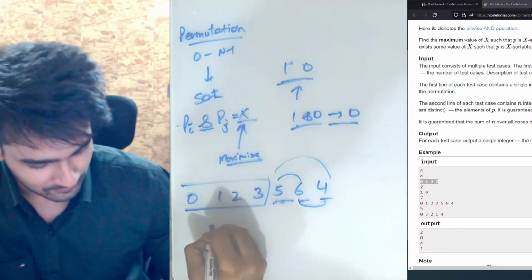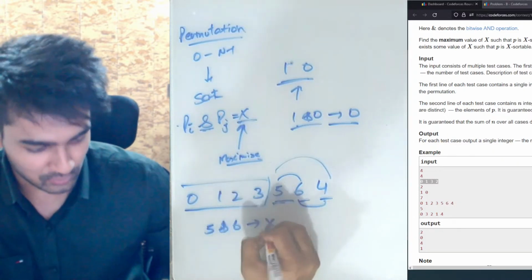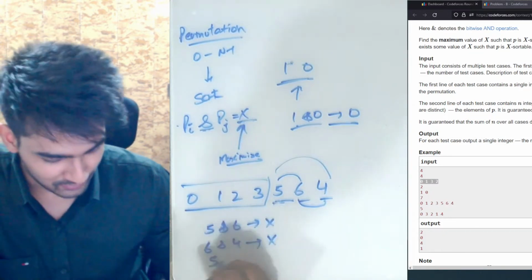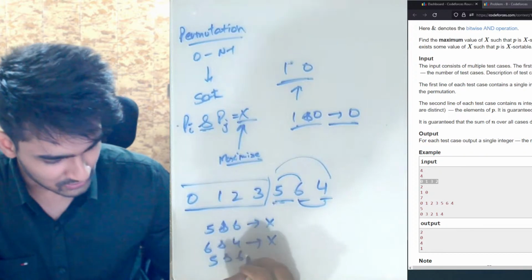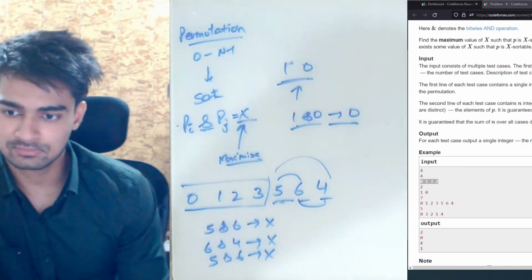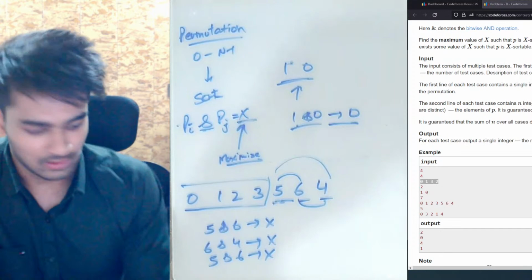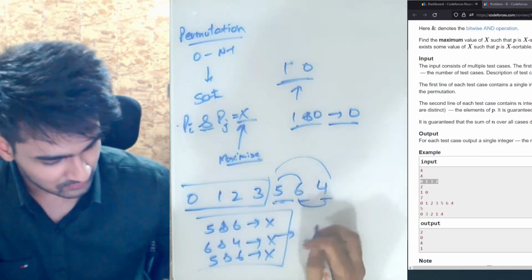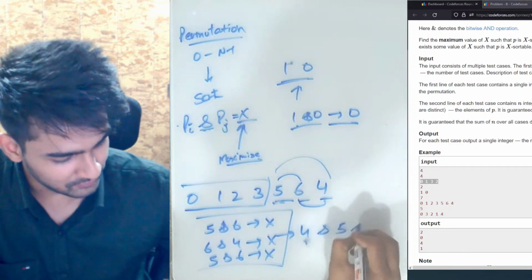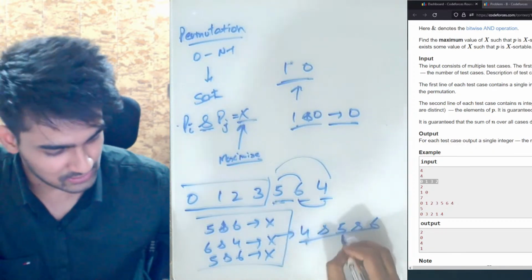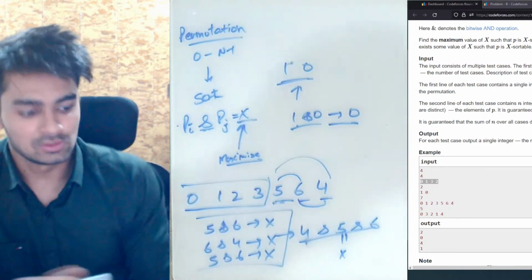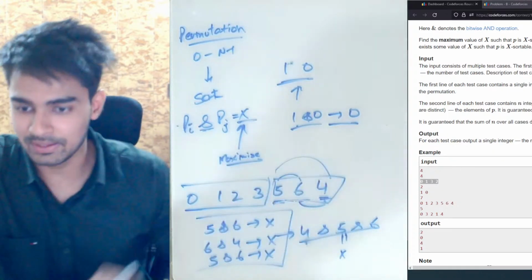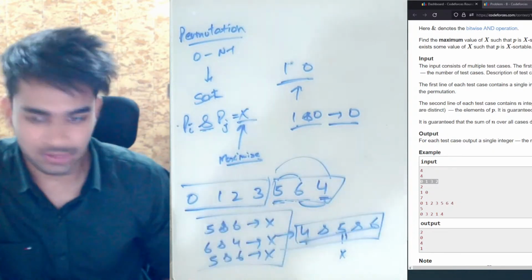That means 5 AND 6 should be equal to x, 6 AND 4 should be equal to x, and 5 AND 4 should also be equal to x. This is only possible when the AND of 4, 5 and 6 is equal to x. So all you have to do is look for all the values which are not in their sorted place, find the bitwise AND of all those values, and that is the answer.